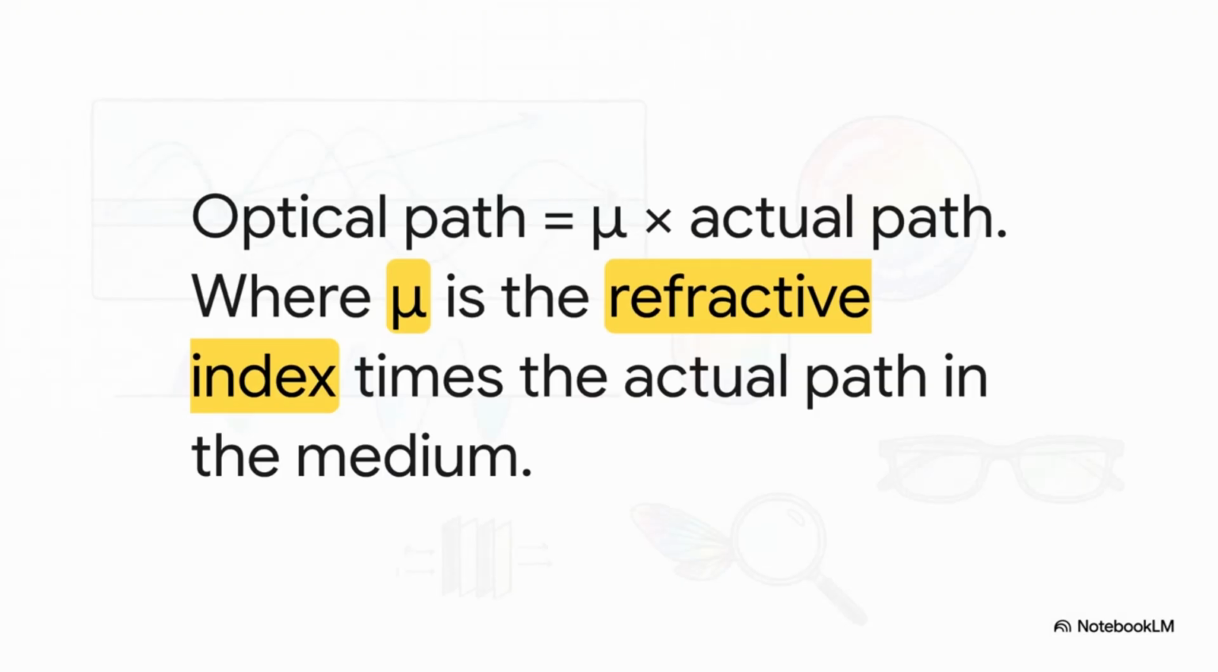And here's the simple formula for it. The optical path is just the actual physical distance the light travels multiplied by this little Greek letter mu. That mu is the refractive index, which is just a fancy number that tells us how much a material slows light down. So a higher mu means more sand for the light to run through.